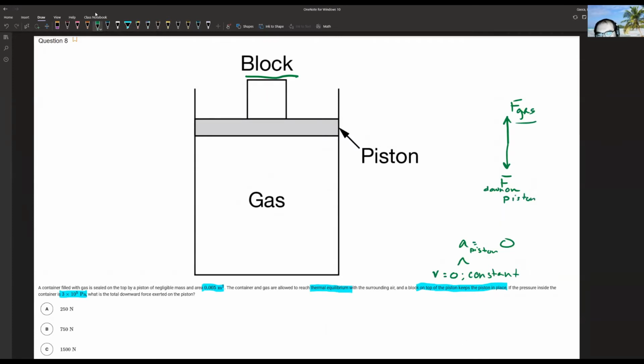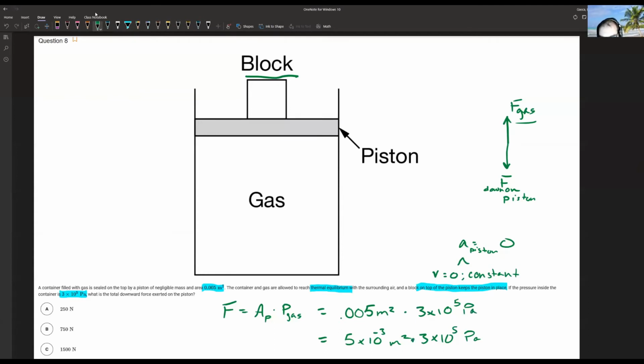So all we really need to do is get the force from the gas, which is going to become the area of the piston times the pressure of the gas. And so this becomes 0.0005 meters squared times 3 times 10 to the 5 pascals. And so this is 5 times 10 to the negative 4 meters squared times 3 times 10 to the 5 pascals.